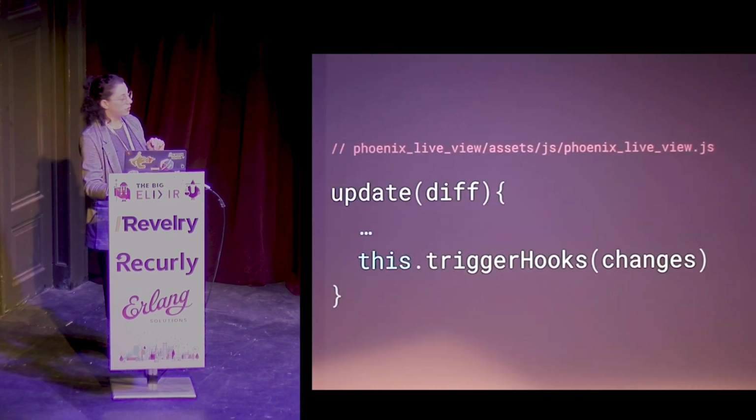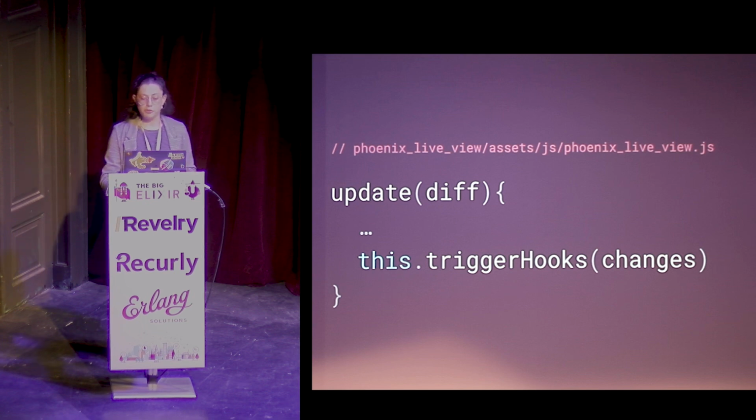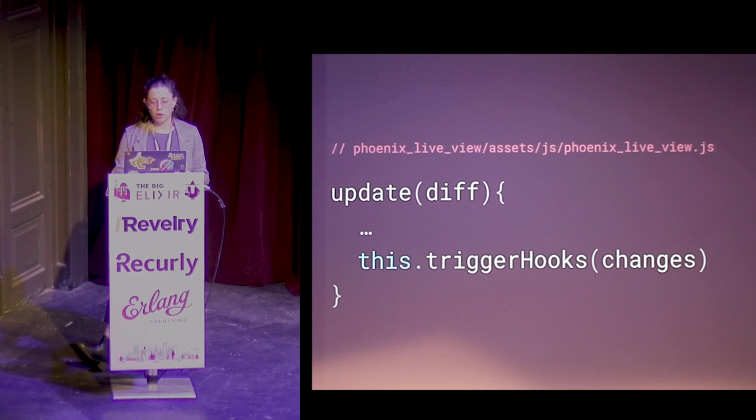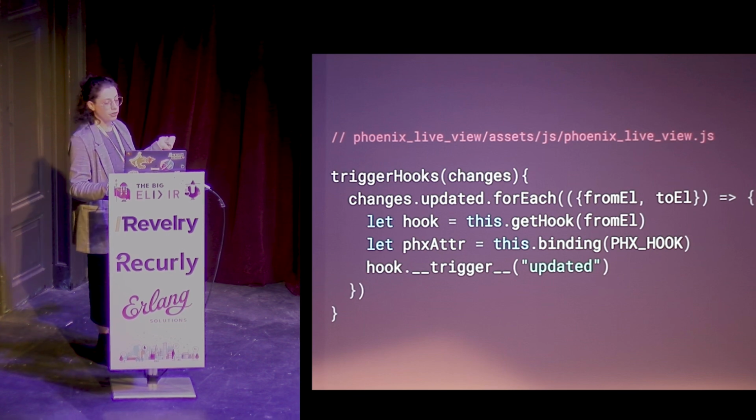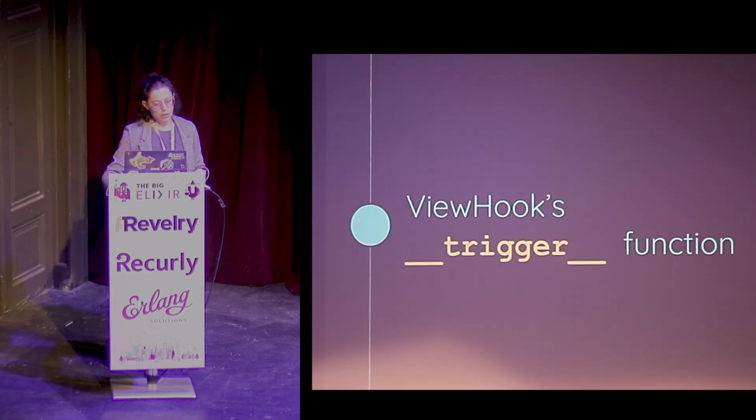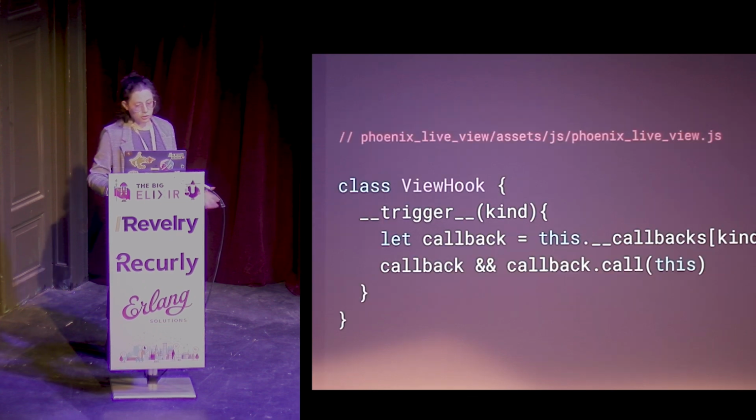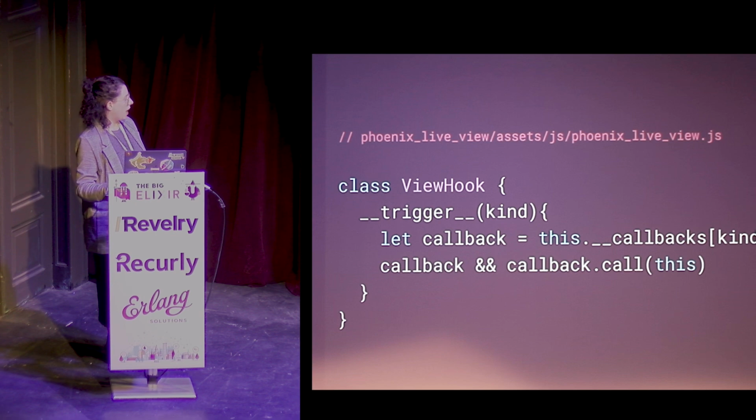When Phoenix Liveview invokes the update function upon receiving an update from the server, it's going to call the trigger hooks function, which I want to take a brief look at now. Again, very simplified, but essentially look up the hook for the given changed element and trigger the updated callback function. And last thing, I think it's the last thing, taking a look at view hook's trigger function. The trigger function simply looks up the callback function from that particular hook object and invokes it.